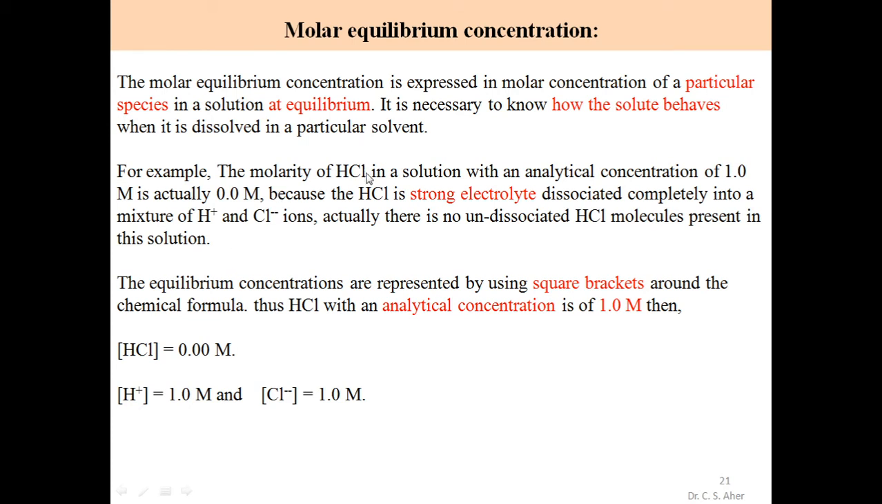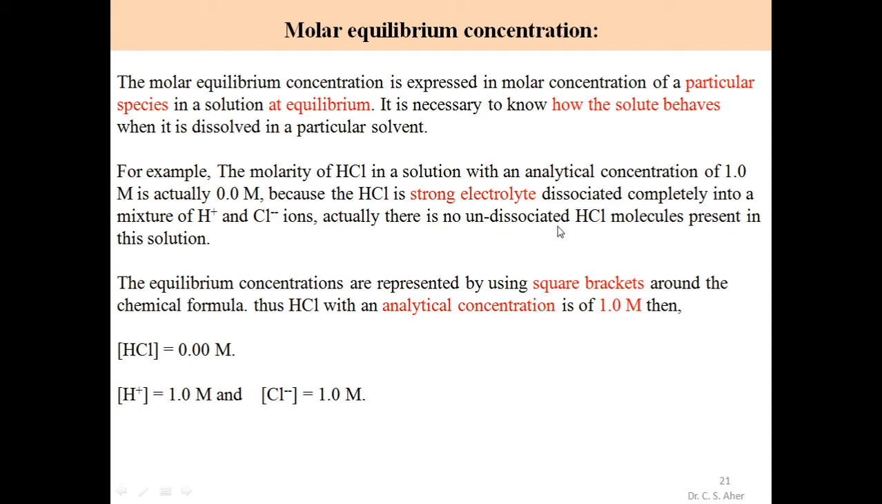So when we say 1 molar HCl, the analytical molar concentration is 1 molar. Okay, no problem. We have this 1 molar HCl solution, its analytical concentration is 1 molar. But when we say the molar equilibrium concentration of HCl solution, at that time it is 0. Why? When we dissolve HCl in water, it dissociates into H plus ion and Cl minus ion. Whatever the concentration of HCl, it is dissociated into H plus ion and Cl minus ion, and there is 0 concentration of undissociated HCl.